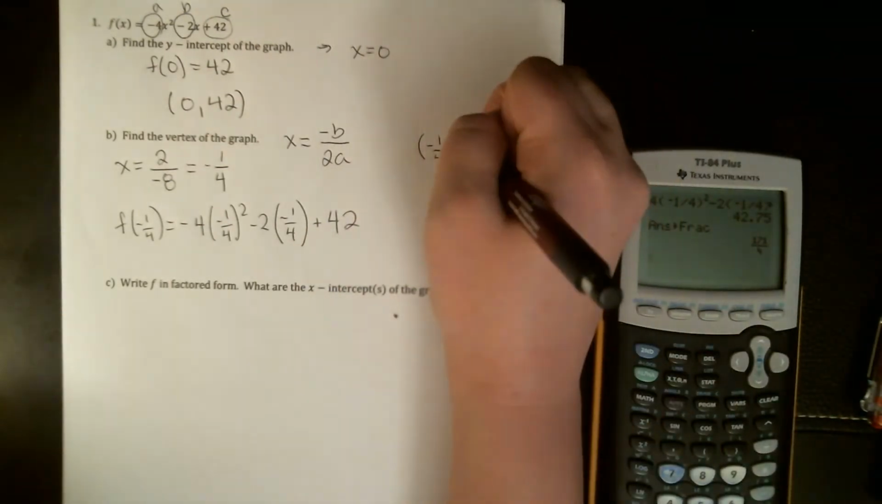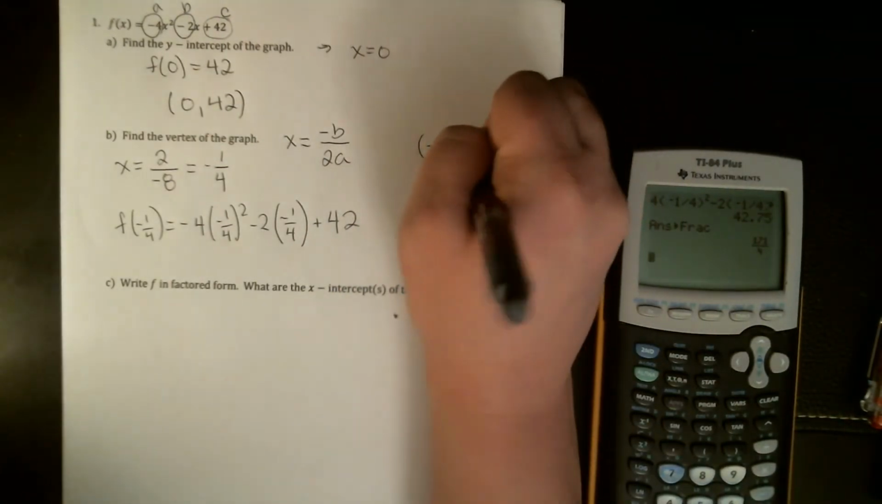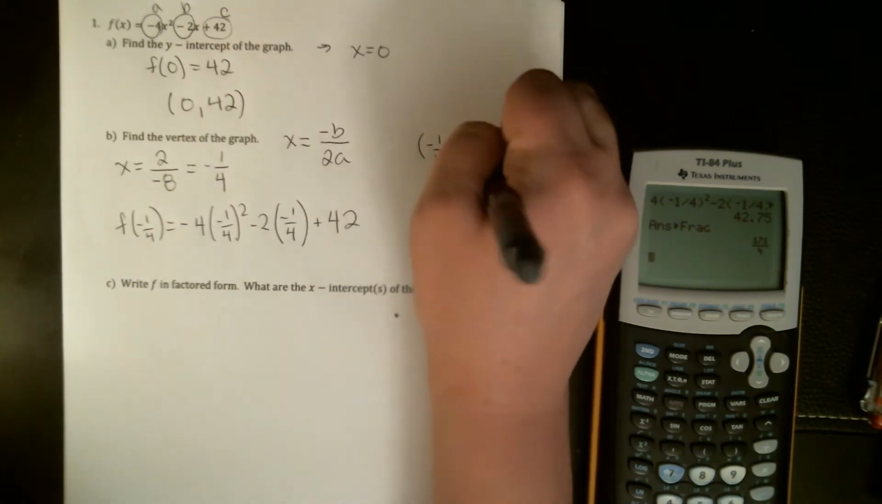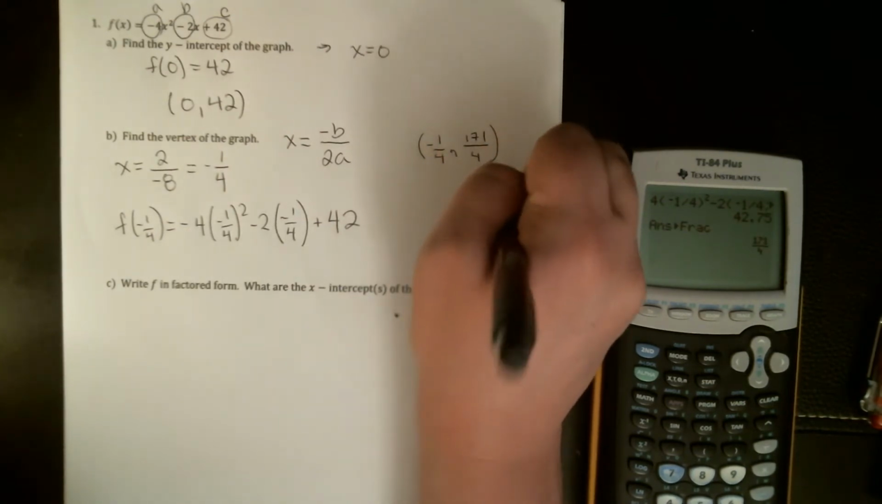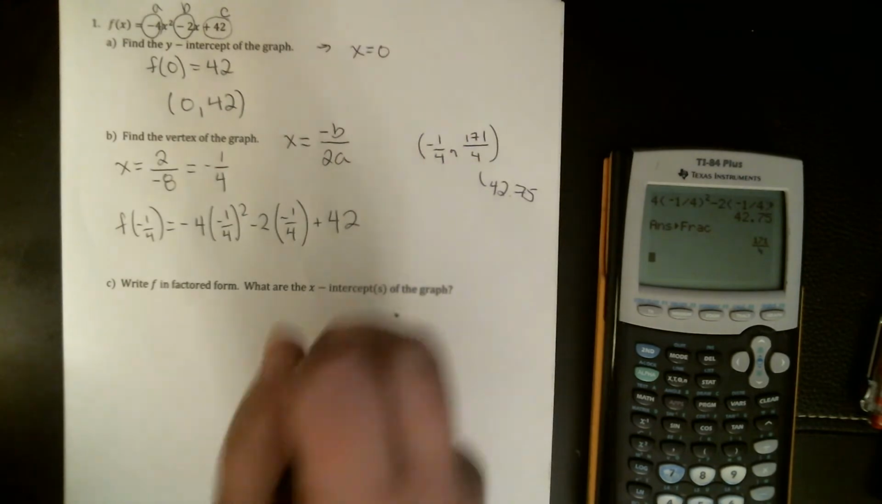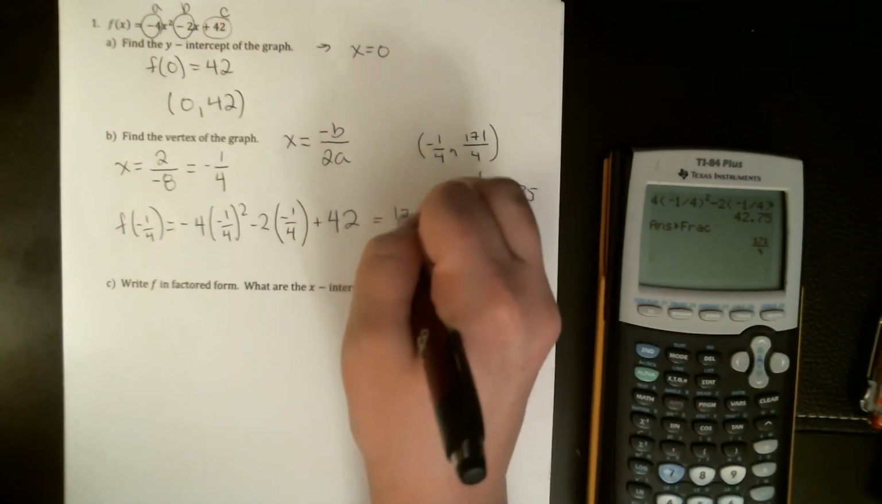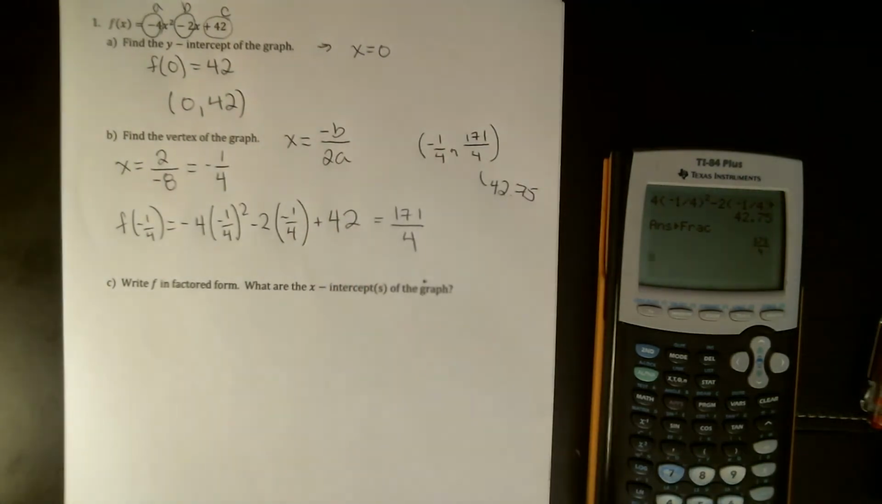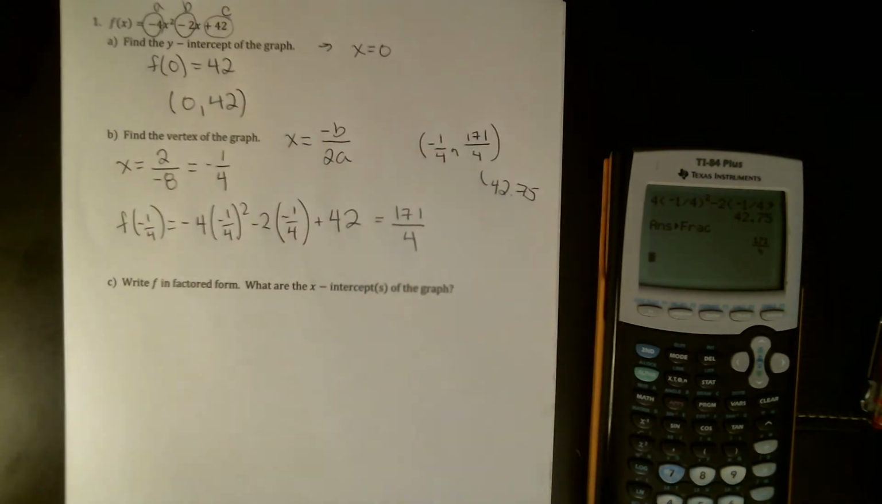Okay, so I got 171 over 4, which is about 42 3/4. So if you want to keep track of that decimal for yourself, that's great, just so that you know exactly where that point is sitting. But I would prefer to see fractions.